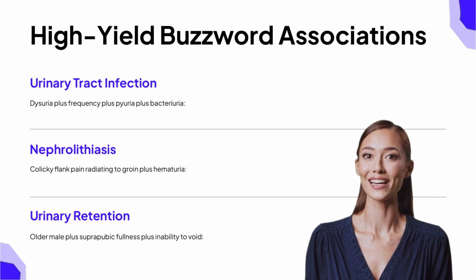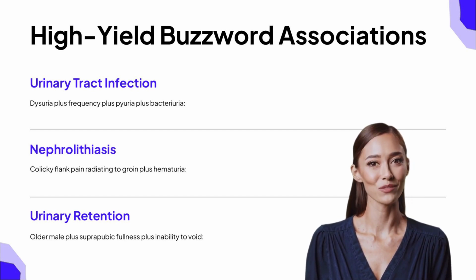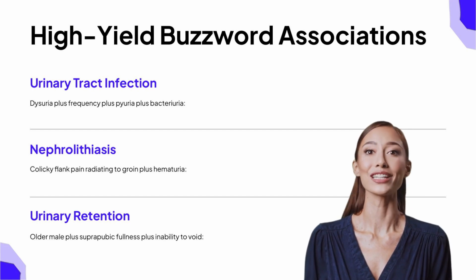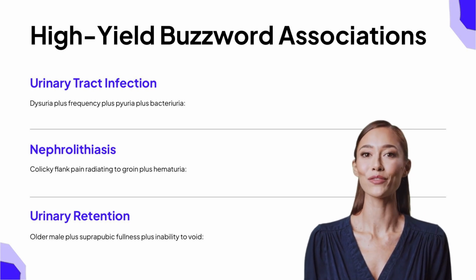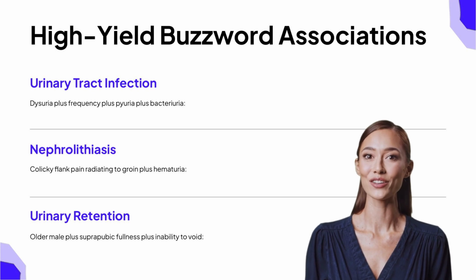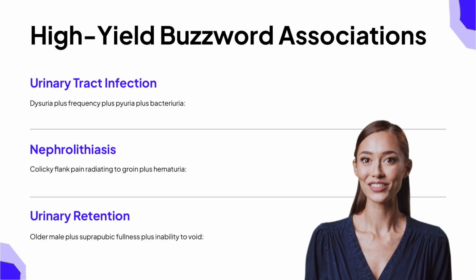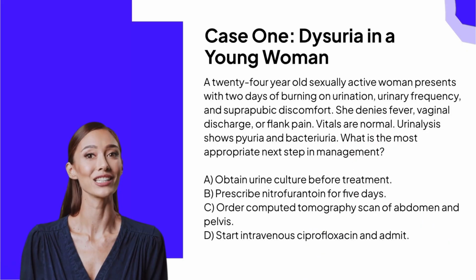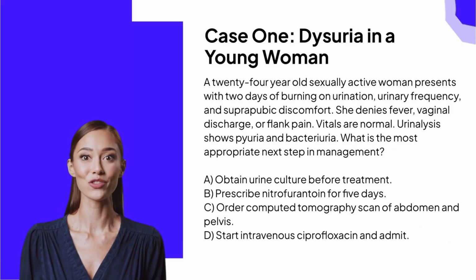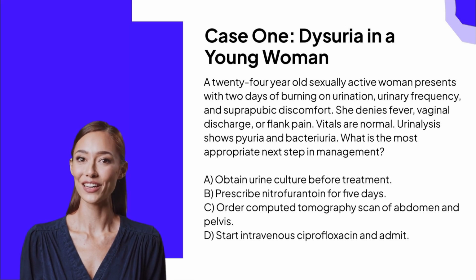For urinary retention, the typical patient is an older male with suprapubic fullness and inability to void. Often there's a precipitating factor like a new medication. Train yourself to recognize these patterns quickly. It will save you time on the exam. Here's our first case. Take a moment to read through it and think about your answer before we discuss it.